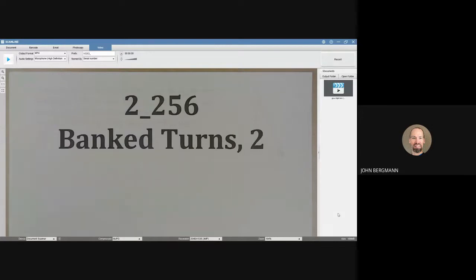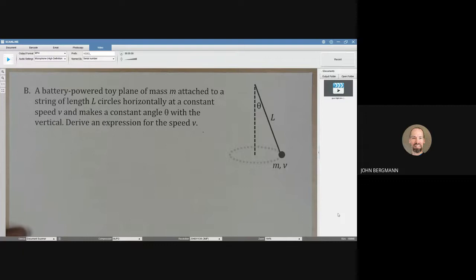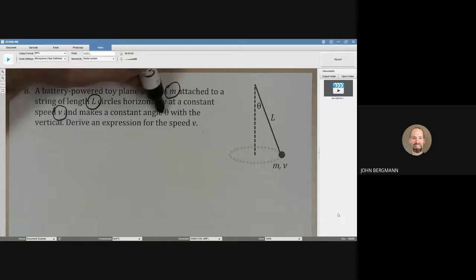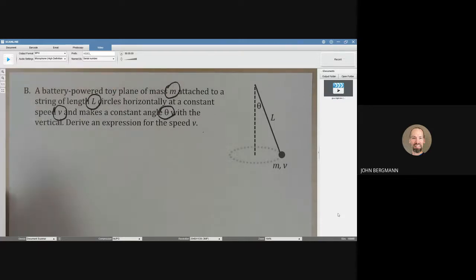This video is Banked Turns 2. A battery-powered toy plane of mass m attached to a string of length L circles horizontally at a constant speed v and makes a constant angle theta with the vertical. Derive an expression for the speed v. When in doubt, draw a free body diagram and use Newton's second law.